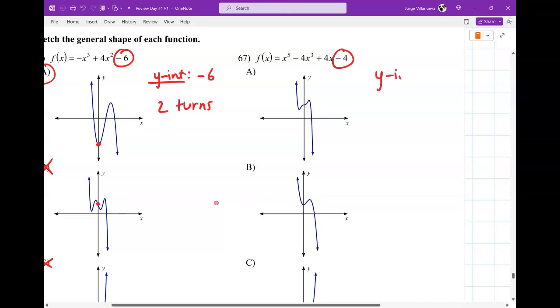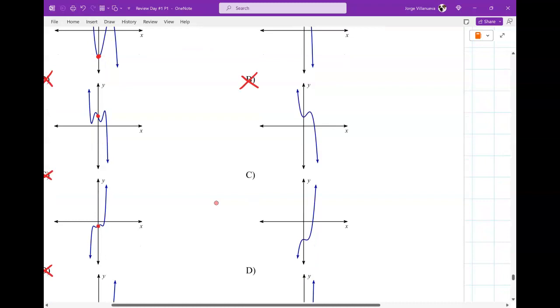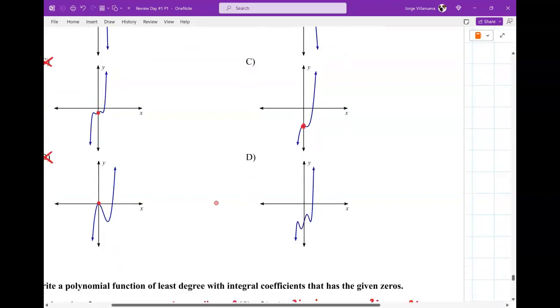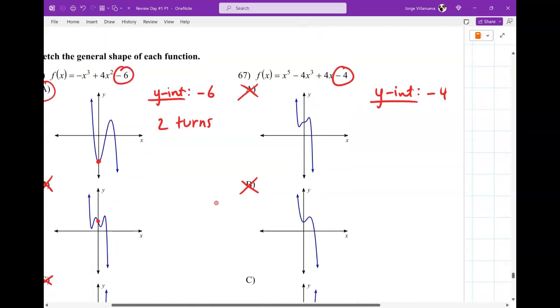My y-intercept is -4. Does A look like a -4 y-intercept? No, right? What about B? Nope. What about C? Maybe. What about D? Maybe, right? So, how many turns does this one have? 4 turns. So I'm going to put right here 4 turns.